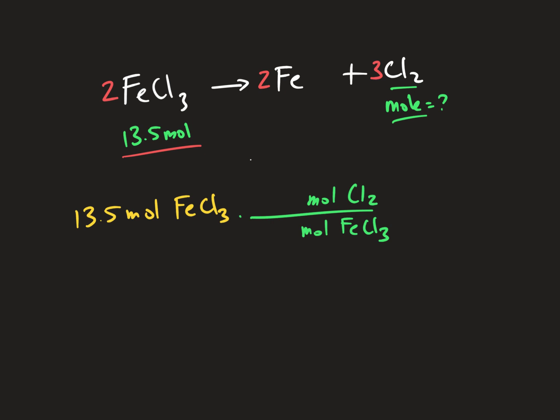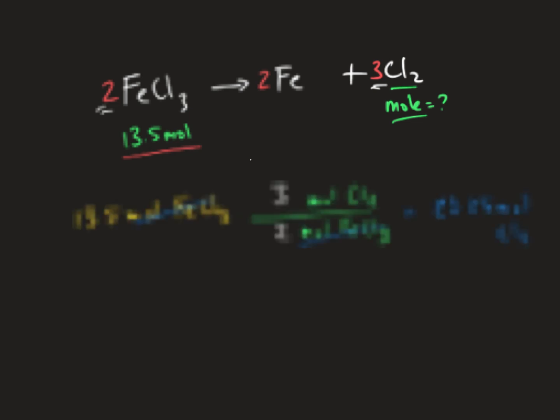And what is the mole to mole ratio? 3 chlorines to 2 FeCl3s. Good? That goes away, and we're left with moles, so that's it. You multiply 13.5 times 3, divide 2, and we should get 20.25 moles of chlorine gas. Good?